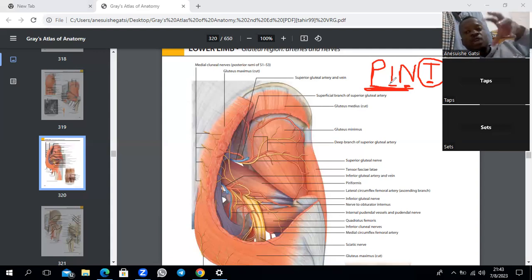So I will send you a list of things passing through the greater and lesser sciatic foramen, so that there is no need for me to jumble up words of things that you don't know.